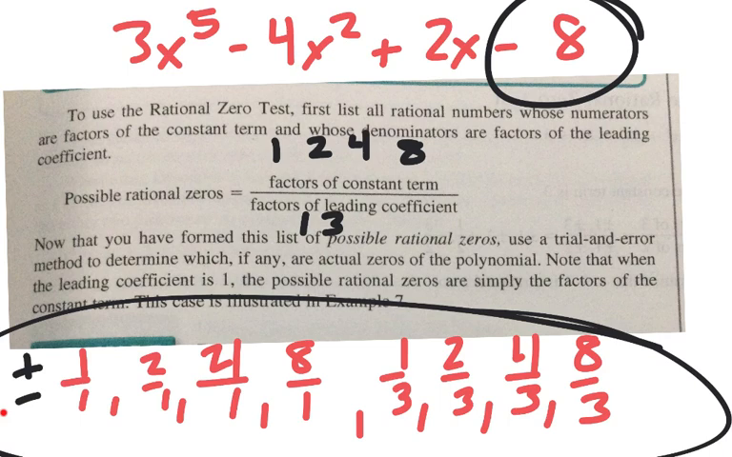down our possibilities. When we form this list of possible rational zeros, we're going to use trial and error method to determine which, if any, are actual zeros of the polynomial. Note that when the leading coefficient is 1, the possible rational zeros are simply the factors of the constant term. So what they're saying is if my leading coefficient here is 1, well then I'm just going to put all these over 1, and that's my only possibilities for a rational zero.